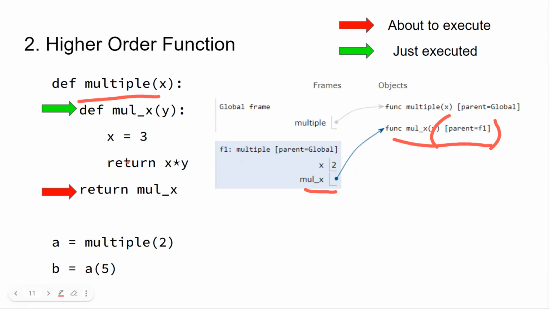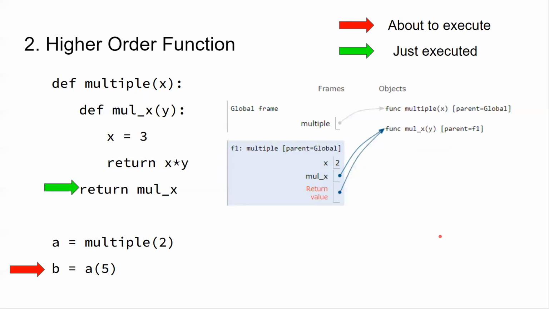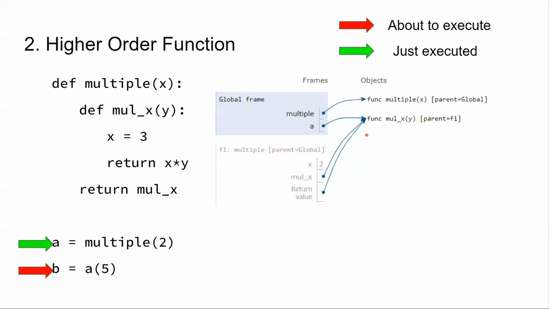So we're going to return something. What's the return? Return the function, because we treat a function as a value, it is returnable. So we return the function as a value, and then bind the function to the variable a. And then we know a is mul x, and the parent frame is f1. And then we continue executing B.